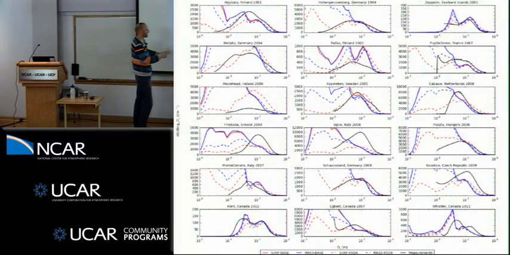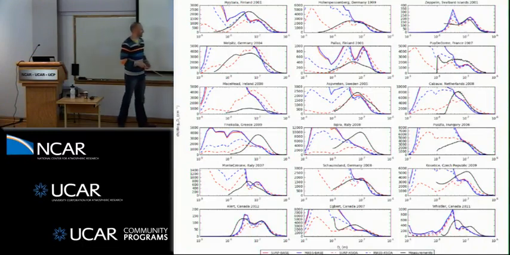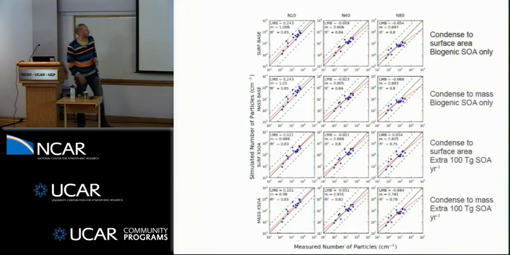So don't worry about the exact details of all of these. I just want to show you that this is what we're working through right now. We have both surface area condensation with our biogenic-only simulations, and mass partitioning for semi-volatile species with our biogenic-only, as well as the same two, but with our extra 100 teragrams per year. So the synthesis of all these data is shown here.